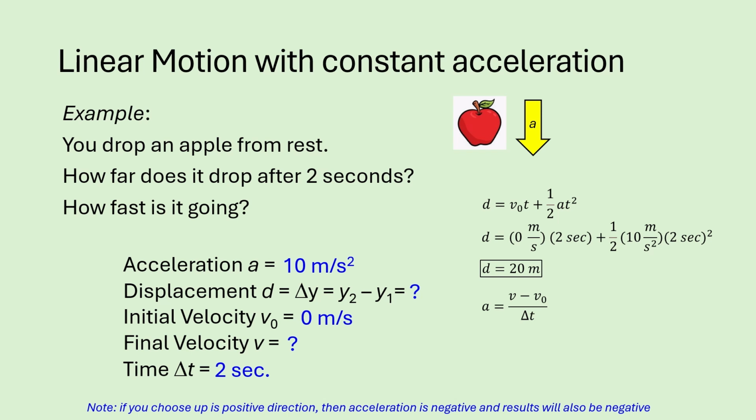Using the definition of acceleration, we find out that the velocity is 20 meters per second. Now I want you to think about what we would have found if the time was 1 second. We would have calculated a velocity of 10 meters per second and a distance of 5 meters. You should realize that the velocity is increasing 10 meters per second every second, and that the displacement is going by the square of the time.